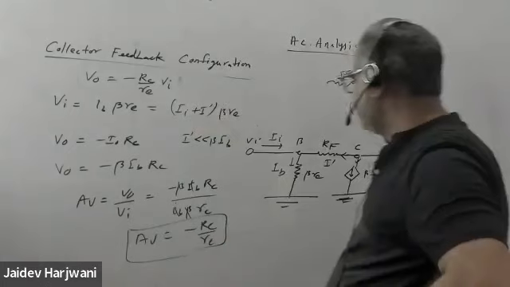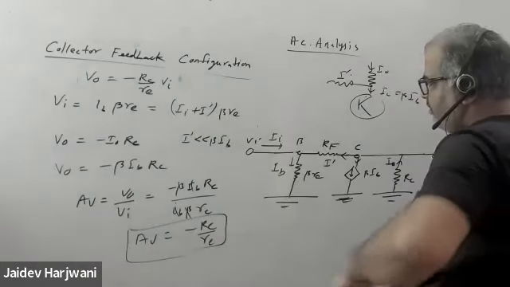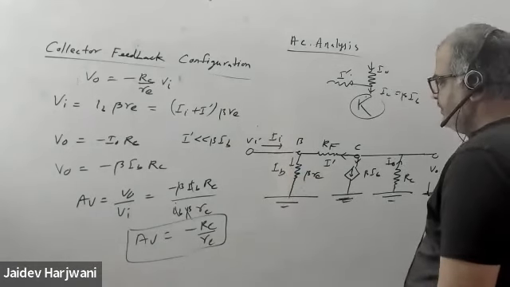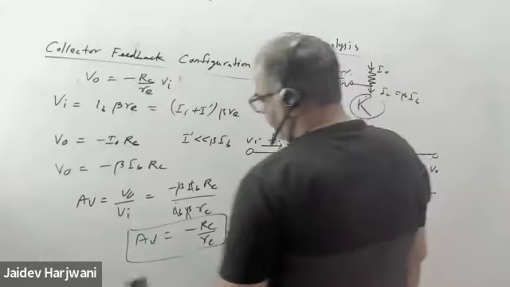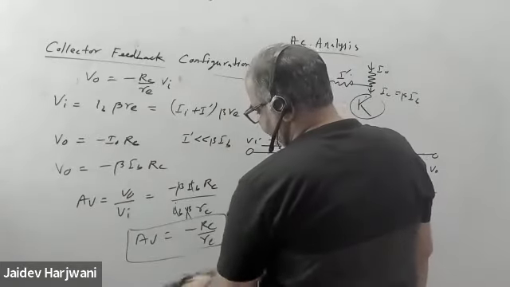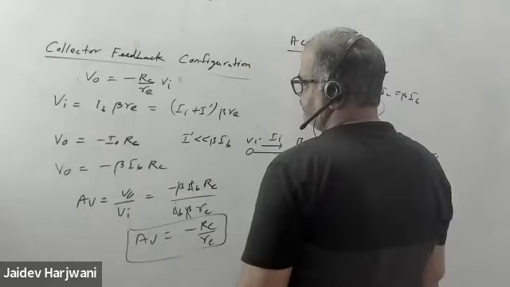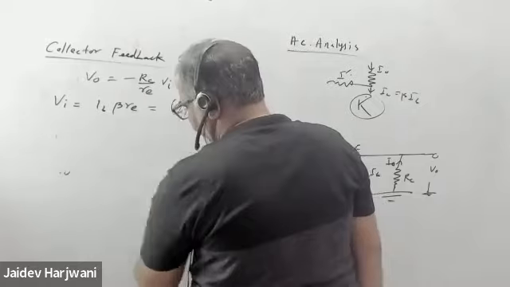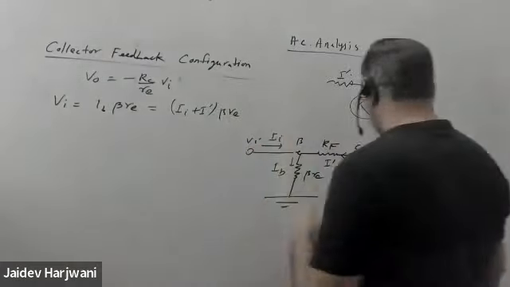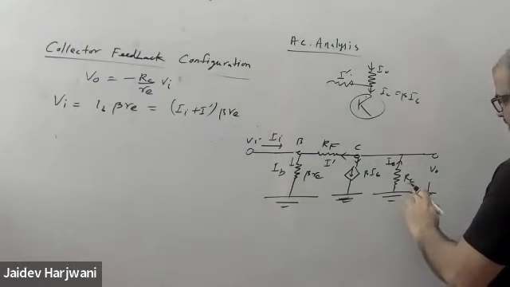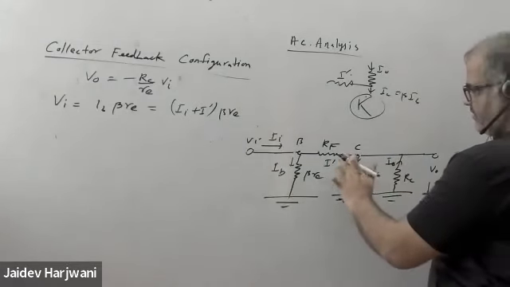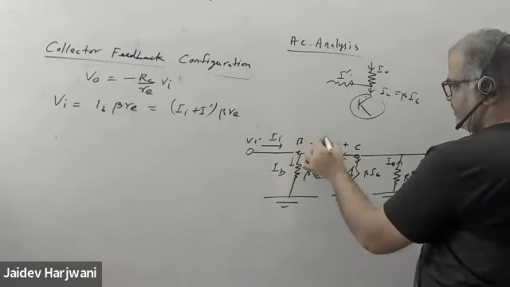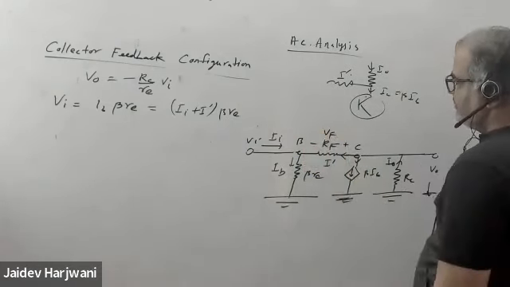ZI is a little different to calculate, because ZI is VI upon II. Okay, that we have to calculate now. So this is your AV. Now let me calculate your current gain. First current. If I take this whole circuit, this one, and say this current is coming here, this drop is VF.